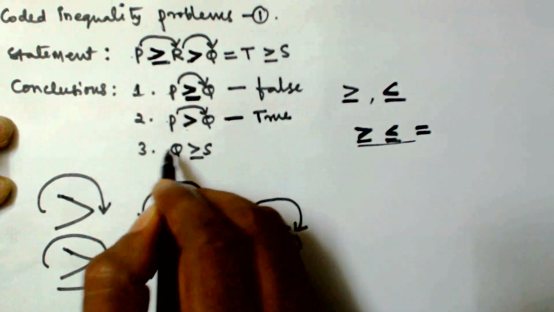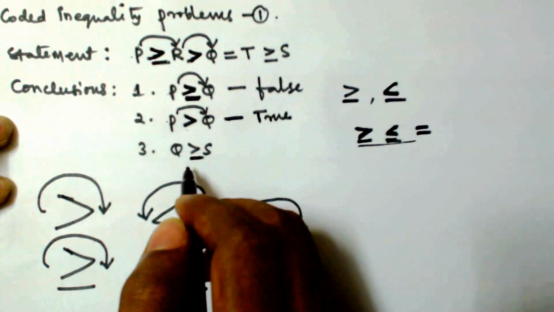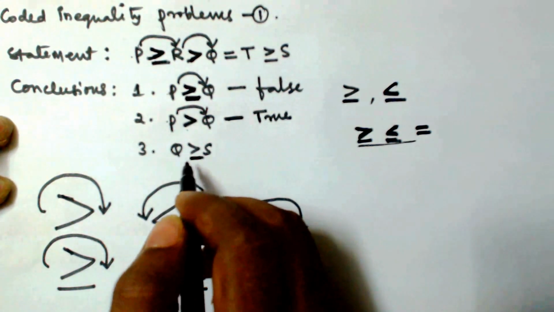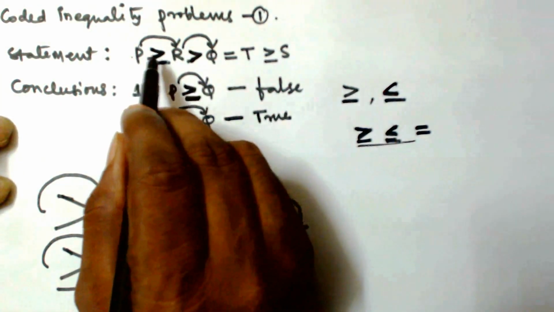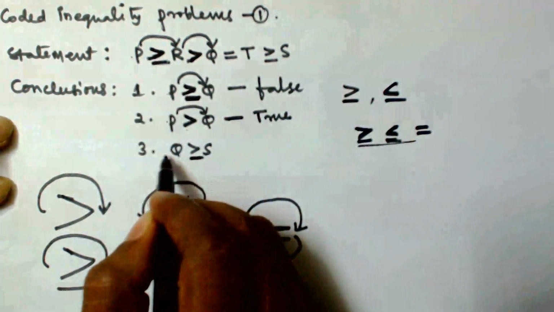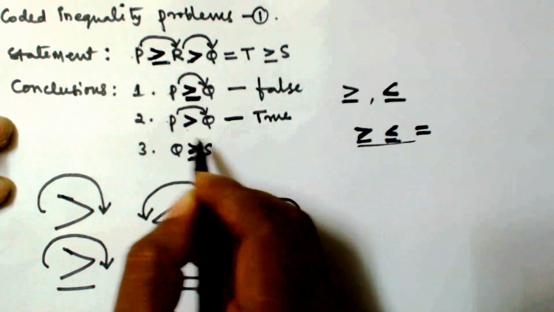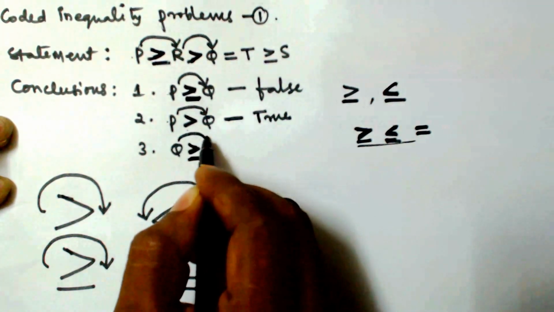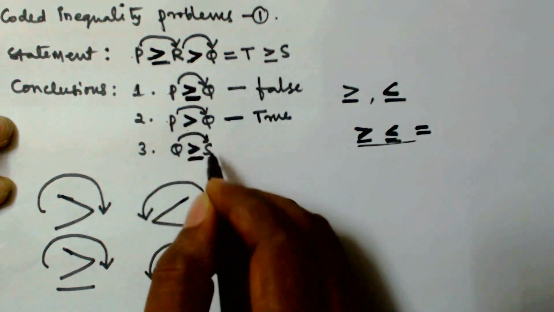And next one is Q greater than or equal to S. Sorry, is it Q greater than or equal to S, right? When you take Q greater than or equal to S, Q is at the open end and S is at the close end. So we have to find the movements from Q to S in the given coded inequality statements, right? Q to S we have to find.